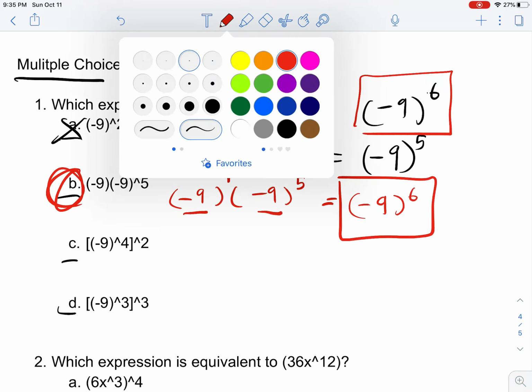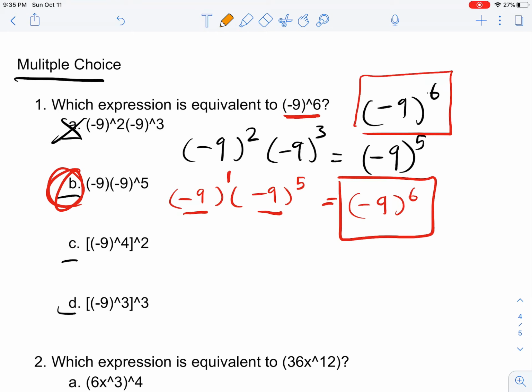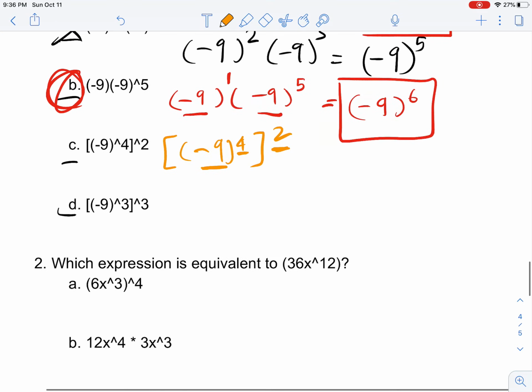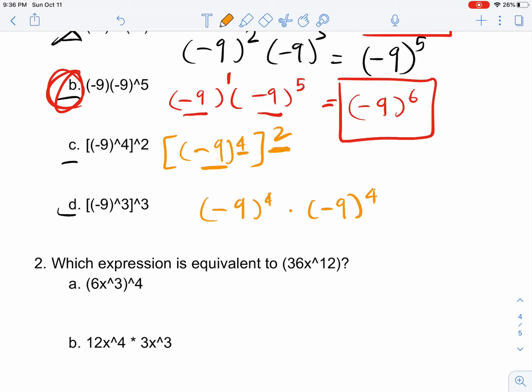Now let's check the other two just in case we're not missing any. You have negative 9 to the 4th, to the 2nd power. Now we're raising an exponent to an exponent with the base. What this is saying is basically negative 9 to the 4th times negative 9 to the 4th. Whenever you see this exponent, it's basically replicating whatever is inside the parentheses, and it's replicating it however many times the exponent says. So since this is 2 times, we only have to multiply them 2 times.